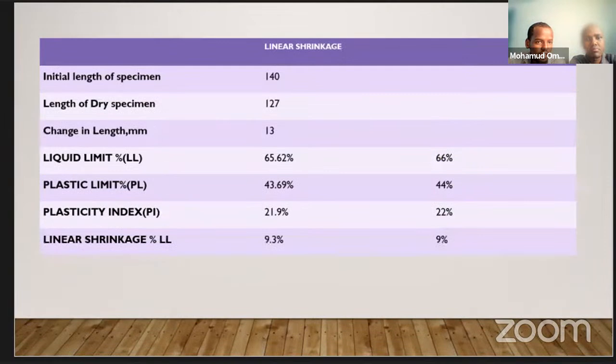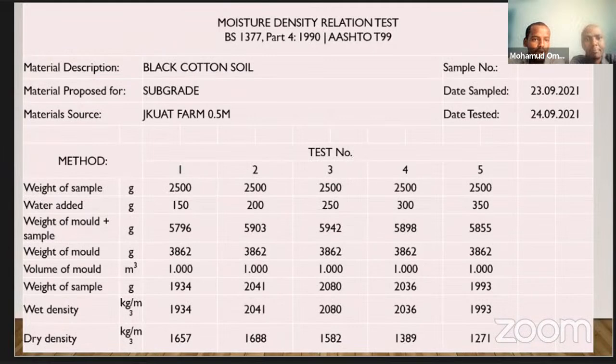The liquid limit was 66%, the plastic limit was 44%, the plasticity index, calculated from the liquid limit and plastic limit, was 22%, and the linear shrinkage was 9%. We also conducted the compaction test, the MDD, for black cotton soil, and these were the results obtained.